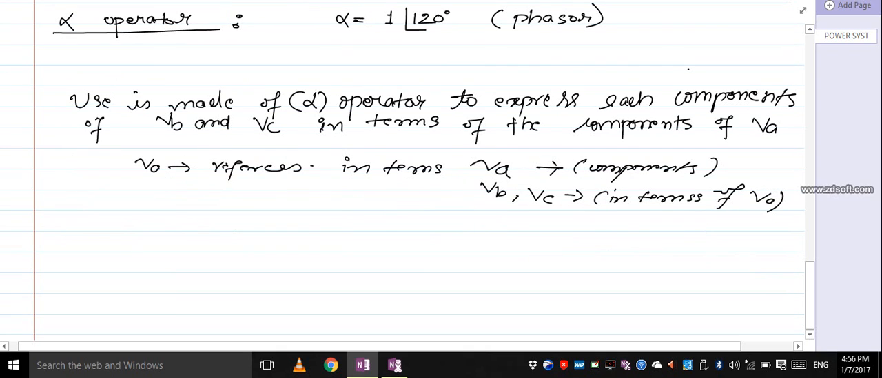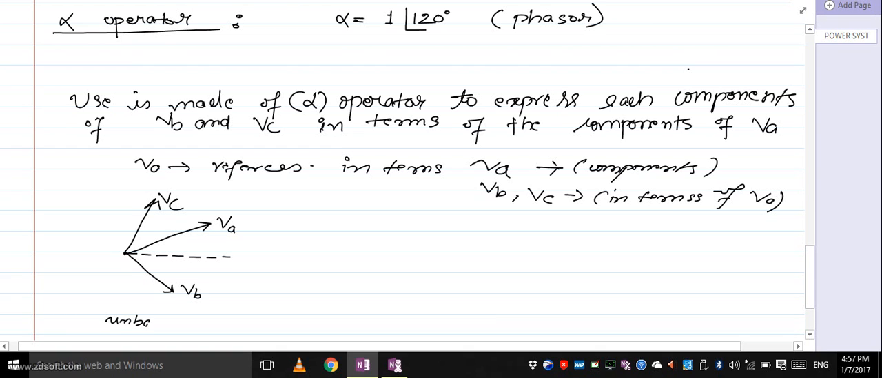Now let us consider one unbalanced phasor set. Let this be VA, this is say VC, and this is VB. So this is your unbalanced phasor set, because you can see the angles, these are not having any relation, and that is why this is an unbalanced system.